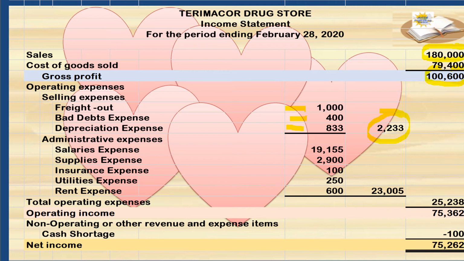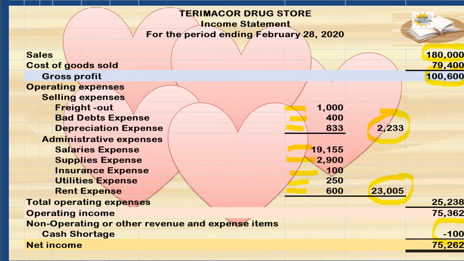We have the freight out, bad debts, and depreciation expense to come up with our total selling expenses. Then we have the salaries expense for administrative employees, then supplies expense, insurance, utilities, and rent expense to come up with our administrative expense. We have this other expense, which is the cash shortage. We cannot classify it as either selling or administrative, so we put it in non-operating or other items.